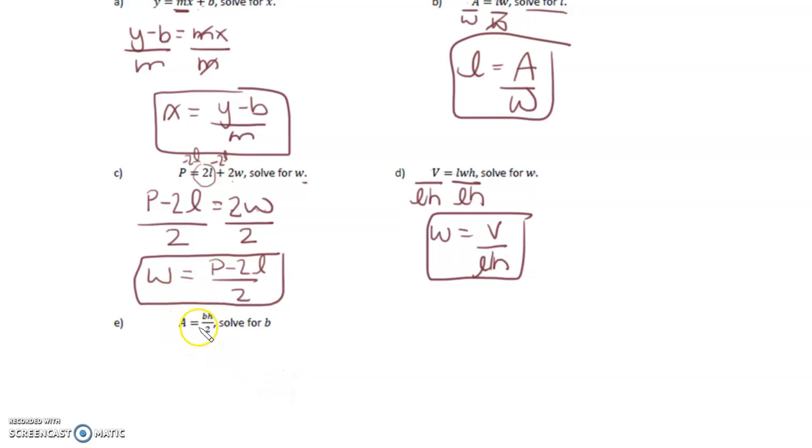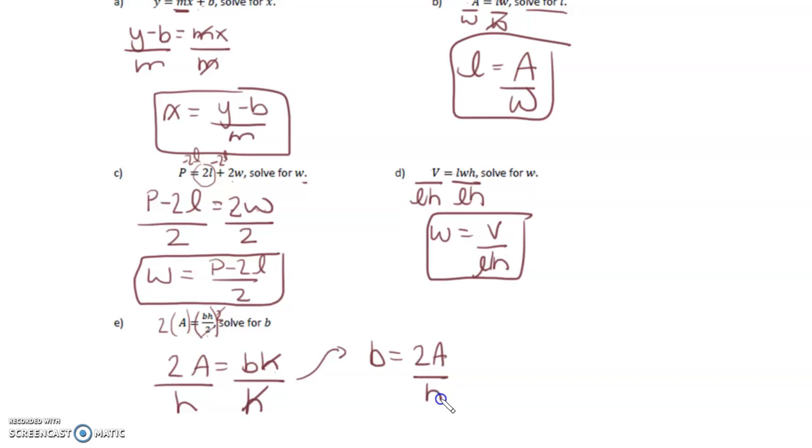Okay, and then E. We have A equals BH over 2, and we want to solve for B. So first, let's get the 2 off the denominator here. We can multiply both sides by 2, so they cancel. So we get 2A equals BH. Now, if we want the B all alone, we're going to divide both sides by H. Right? B and H are multiplied. Opposite of multiplication is division. H over H cancel. We're left with B equals 2A over H.